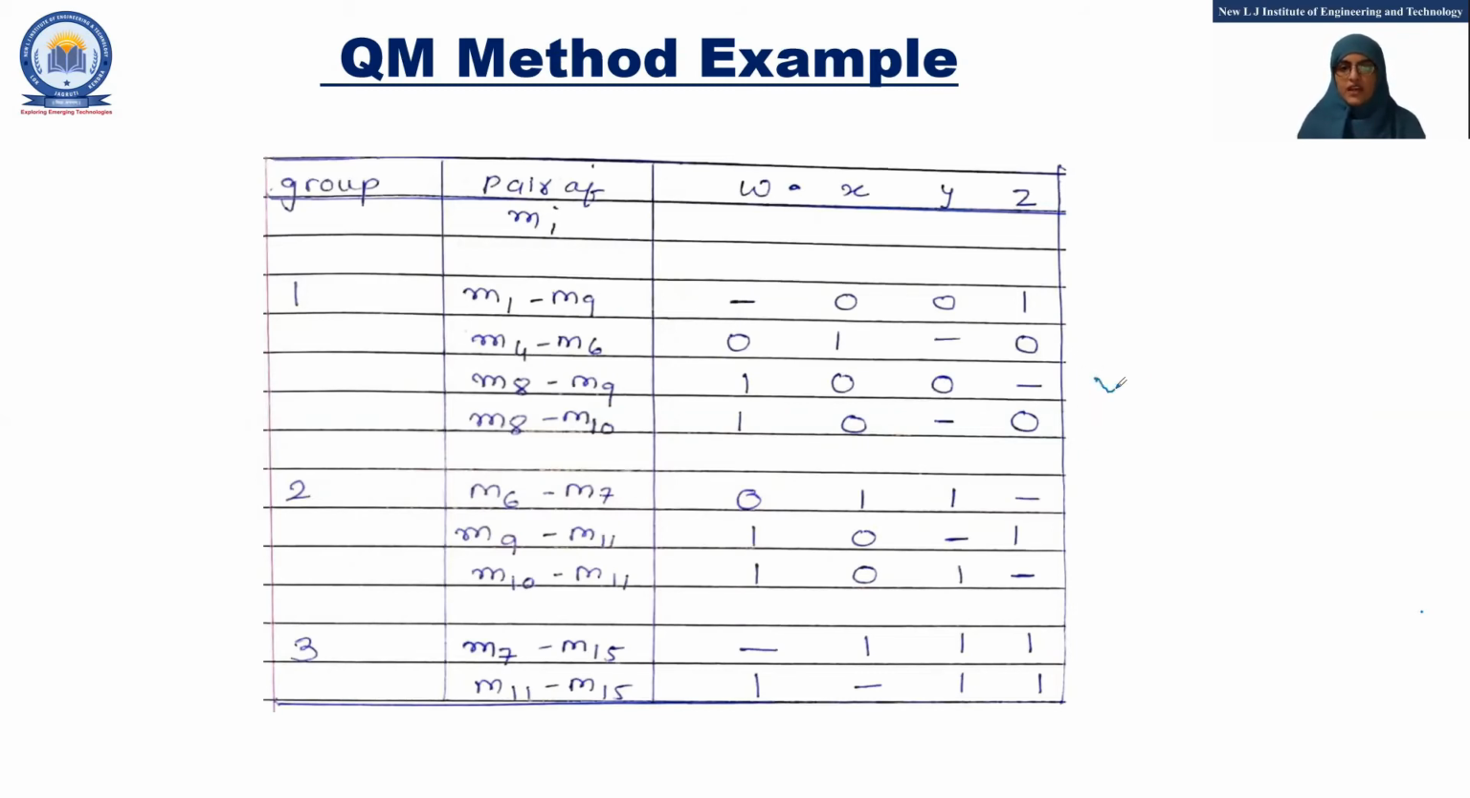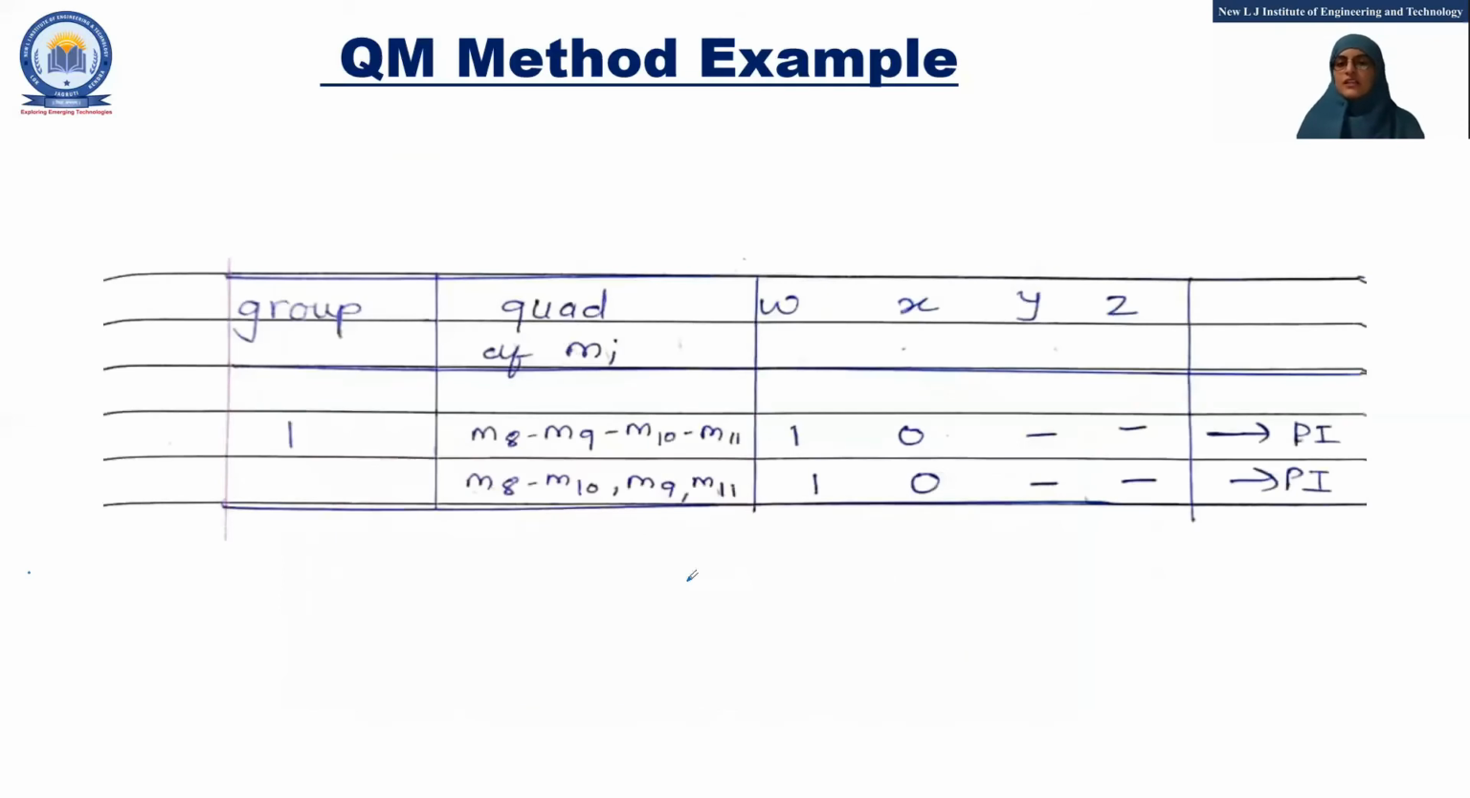So we have M8 and M9, M8 and M10, M9 and M11, and M10 and M11 covered. All of the terms except these terms are prime implicants. So we will include them into the prime implicant table, which are M1, M9, M4, M6, M6, M7, M7, M15, and M11, M15.